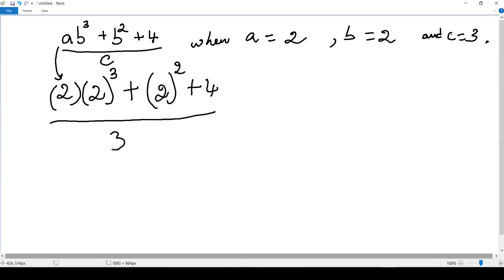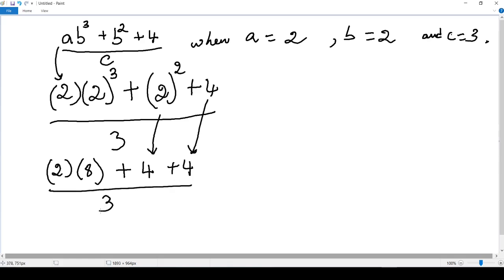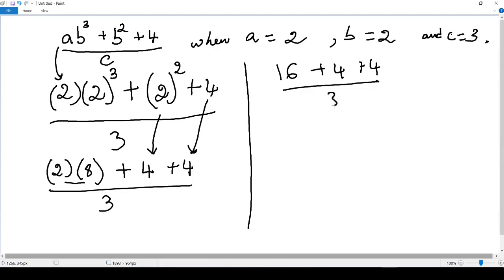Alright, so let's do exponents. We have 2 multiplied by 2 to the cube, which is 8, plus 2 squared, which is 4, plus my 4. So this one is right there, plus 4, divided by 3, right? Yeah. So what is 2 times 8? That's 16 plus 4 plus 4 divided by 3.